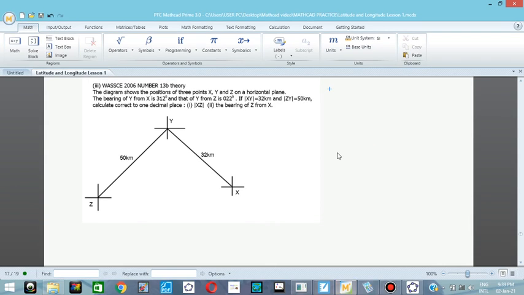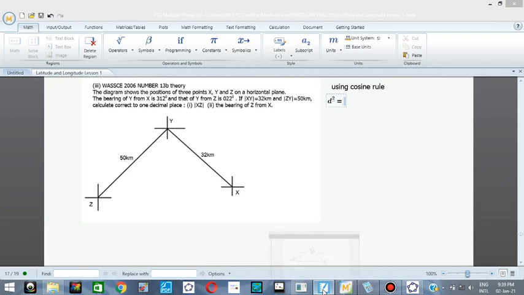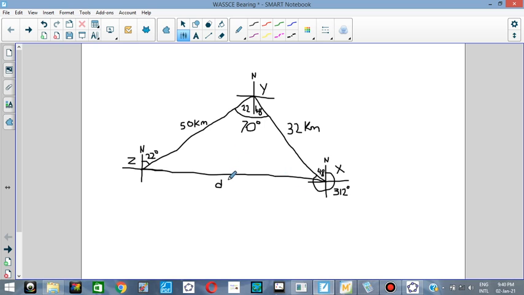So cosine rule now. Let me write it out using cosine rule. You square the D, which is the side facing the angle you are looking for. So D square is going to be equal to, this D is facing this angle, so you square the D first, then equals to, you square the other two sides and sum them.